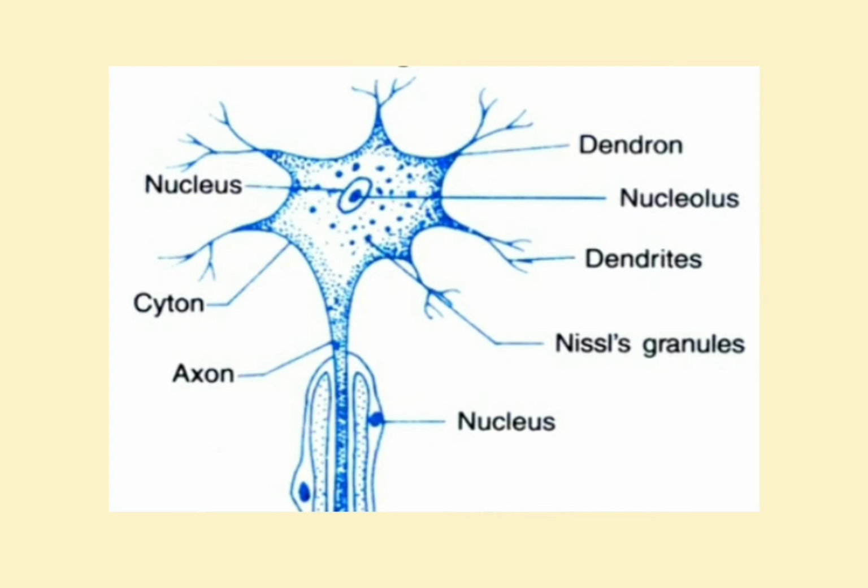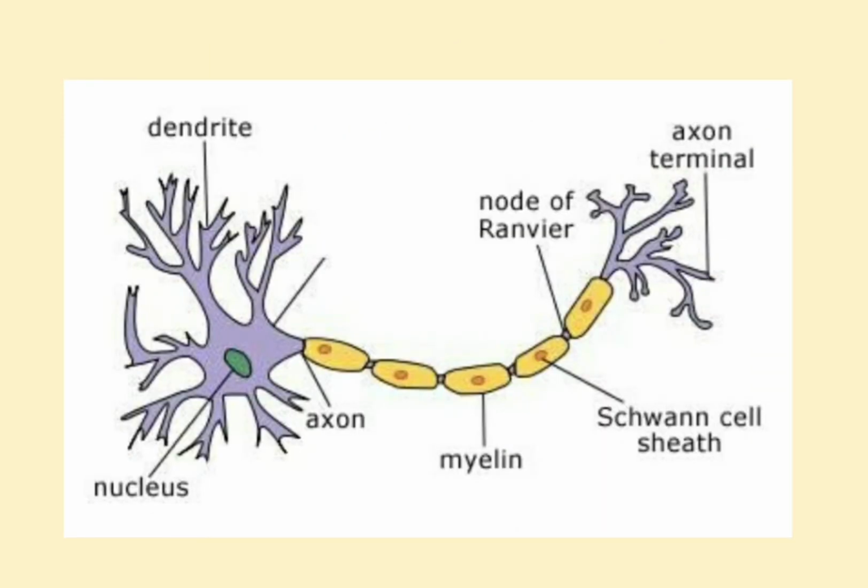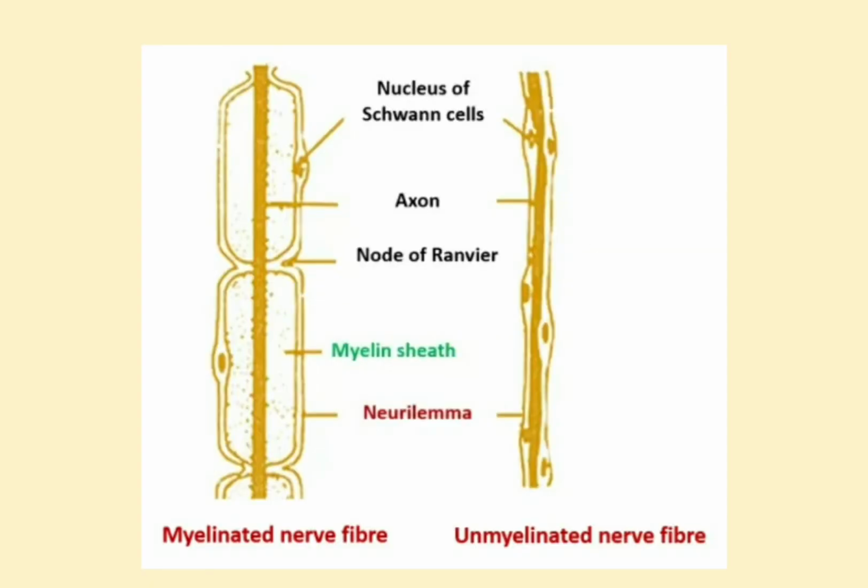The projections arising from the cell body are called the dendrites. They are sharp, branched, and they are more in number. One projection of the cyton is long, and this is called the axon. Some nerve cells have the axon covered with a sheath-like structure. The sheath is called myelin sheath, and there are nodes at regular intervals on the myelin sheath. The nodes are called nodes of Ranvier. Some nerve cells are non-myelinated.